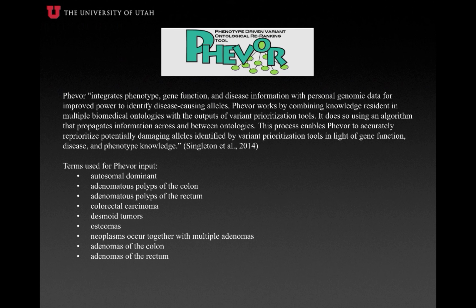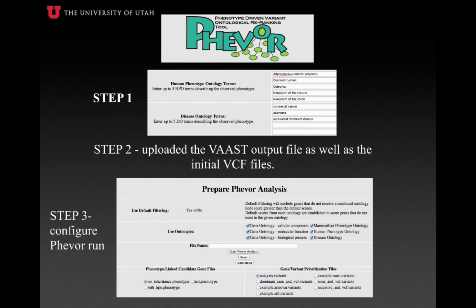disease, and phenotype knowledge. As the key initial input to Fever, we had to come up with gene ontology terms from the cohort description, and those brief phrases are shown here, including polyps, desmoid tumors, and other nasty colon and rectum issues. So here are 3 basic steps to running Fever.